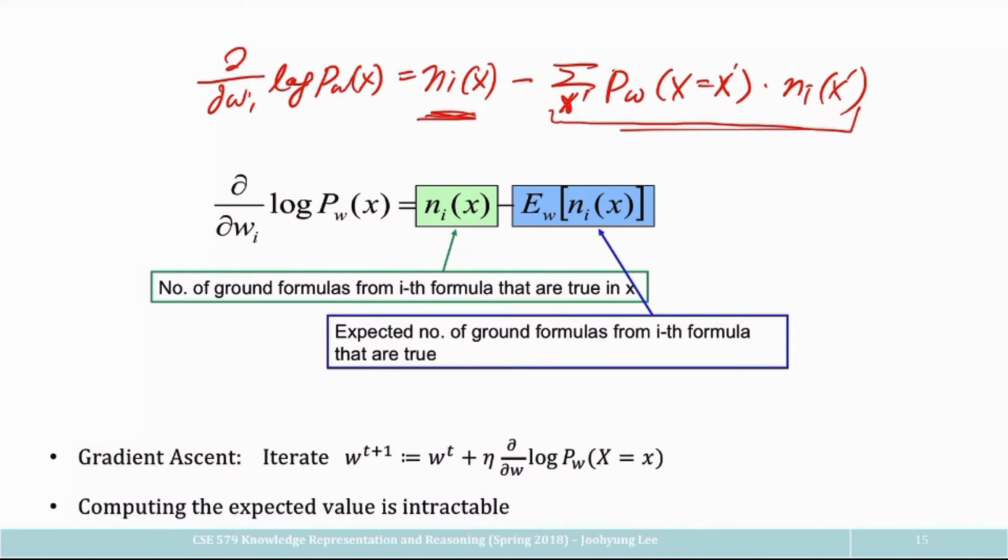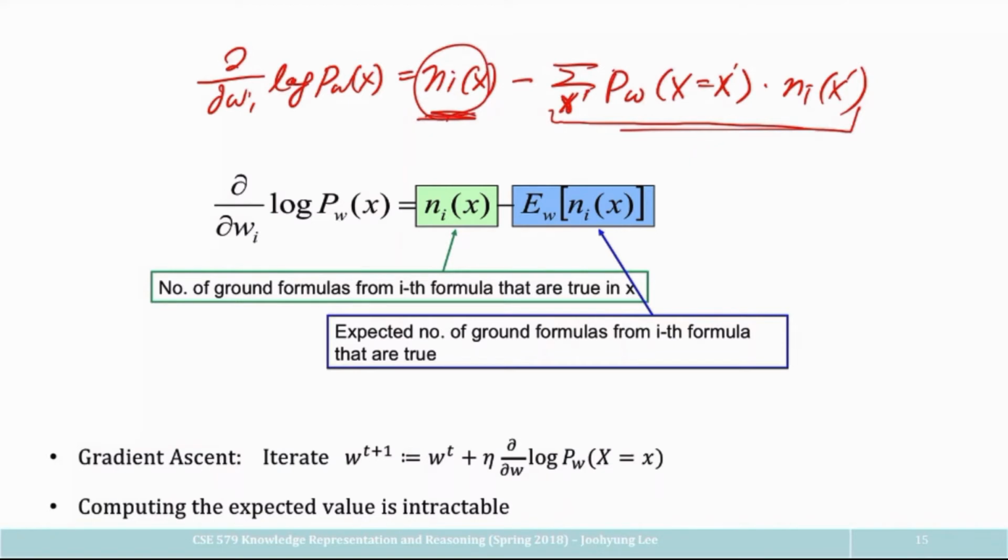Okay, so let me repeat. x here is the database instance that we are given as a single interpretation. Once we know the interpretation, we can find out how many ground formulas are true under x. We are not looking at all ground formulas, but at the ground formulas that come from the ith formula. Each formula may have a variable, and we are only counting how many ground instances of the ith formula are true under the current interpretation x. That's what n_i(x) is about.